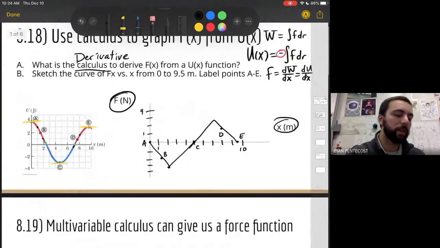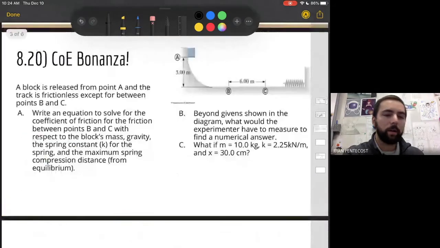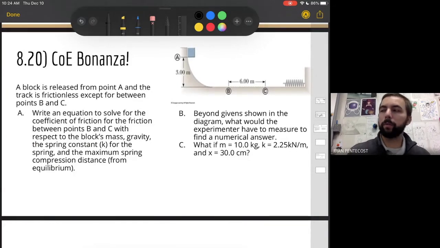So that's how we can use calculus to get an equation. Up above is using calculus to find a graph. Now we've got two problems, the CoE Bonanza and then the CoE Palooza.